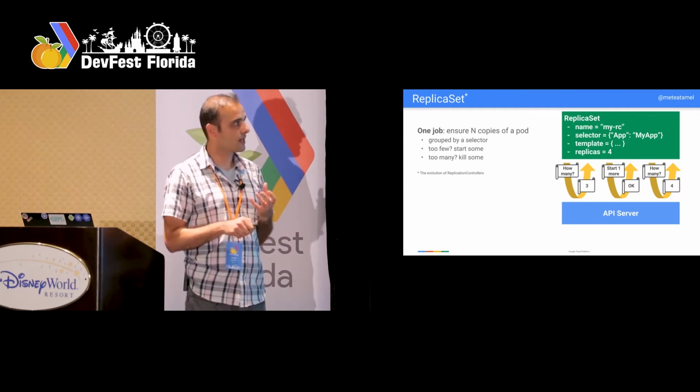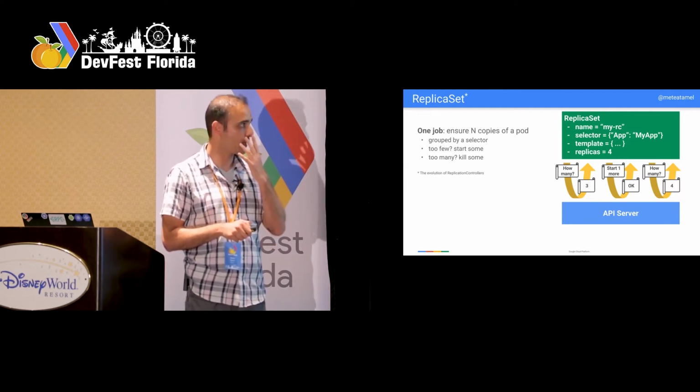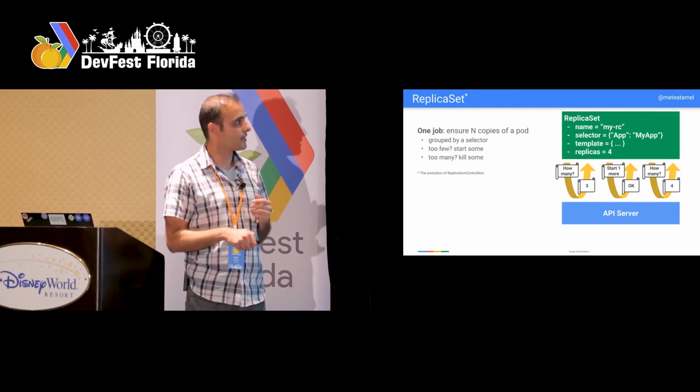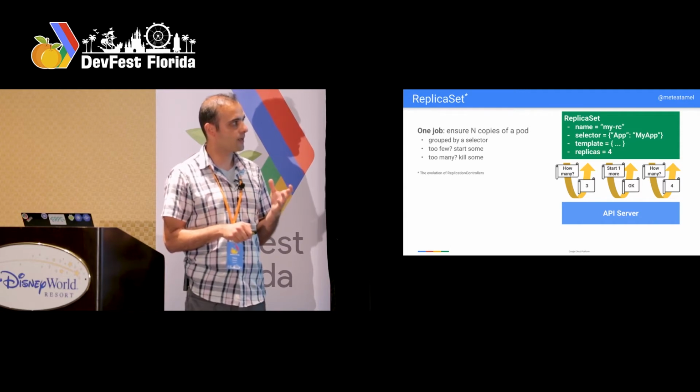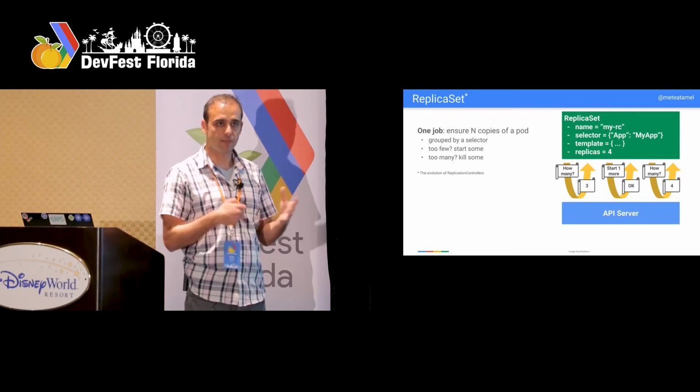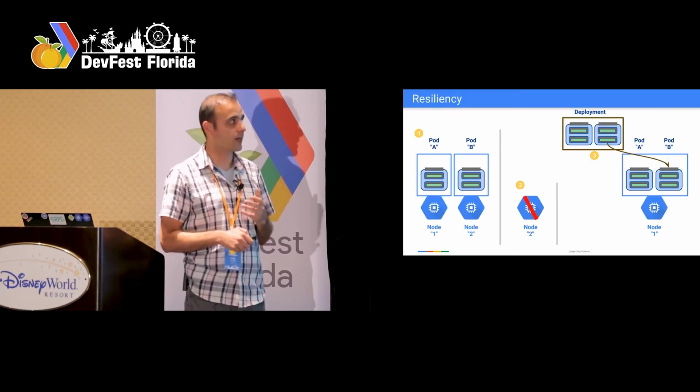In this case, we want to make sure that there are 4 pods running at all times. So replica set will constantly ask the API server how many pods I have. And if at some point we have 3 pods, it will schedule a new one. If it's 4 pods, it won't do anything. So it basically always makes sure that there's 4 pods running.